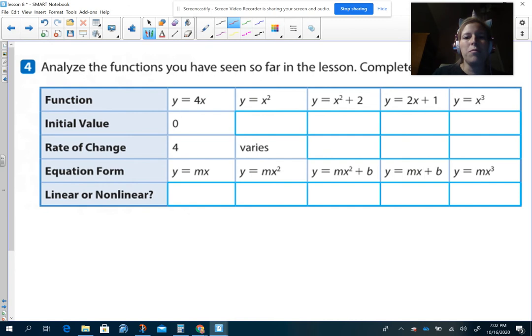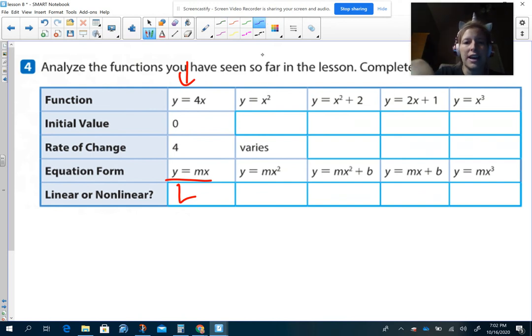Okay, so let's try one more thing. Let's see if you can come up with the initial value and the rate of change and tell me if it's linear or nonlinear. So pause my video and try to do this in your lesson book, and then we'll compare answers. Okay, pause. 3, 2, 1. Okay, let's see how you did. So with this guy, we're going to start in this column. He's definitely linear, because I have the equation form and there's no exponents and we're good to go.